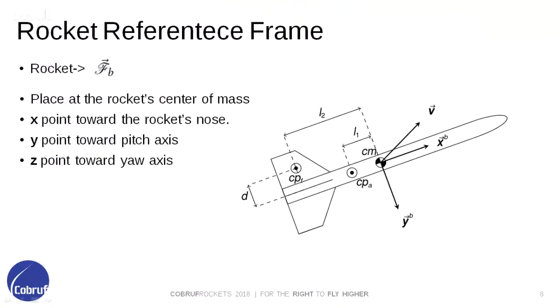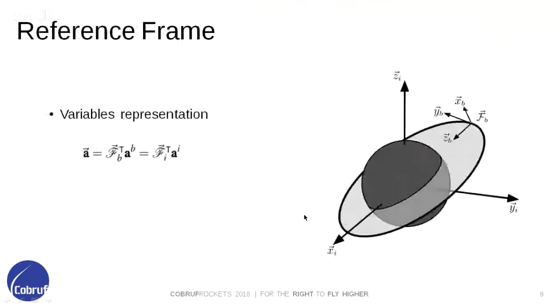Then we have the reference frame at the rocket. It has been placed at the center of mass, where the x-axis points toward the nose, the y-axis points toward the pitch rotation, and the z-axis points toward the yaw rotation. Now, to represent our variables within each of the frames, this study uses a superscript above each variable, as you can see in this formula here. For example, the letter B represents a variable expressed in the rocket frame, and the letter I represents a variable expressed in the Earth reference frame.